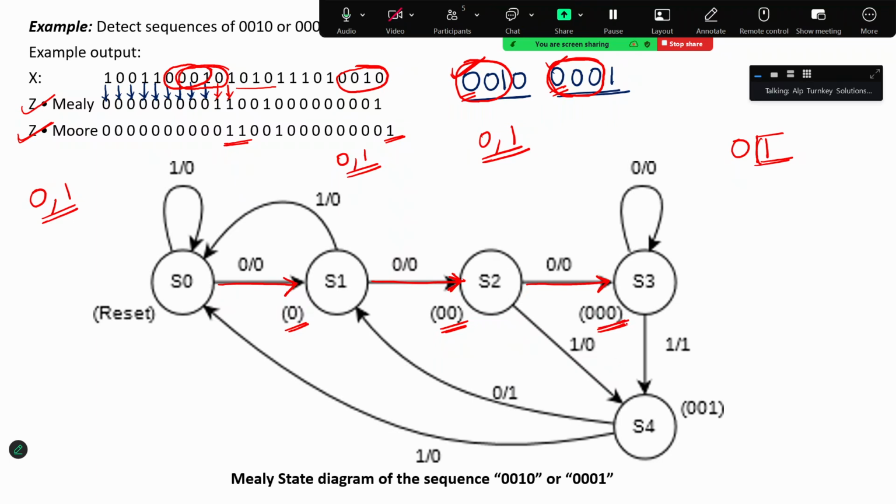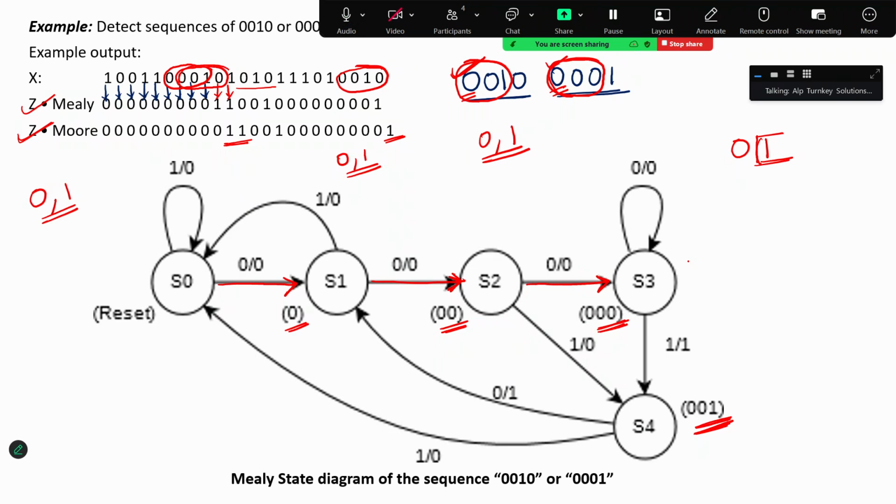Okay. Here you got 0 0 0. Here you got 0 0 1. Here you got 0 0 1. Okay. So that means if it is 0, it will go to S3. If it is, you are at S2. Okay. If it is 1, it will go to S4. Okay. So now you didn't get the sequence, that's why the output becomes 0.